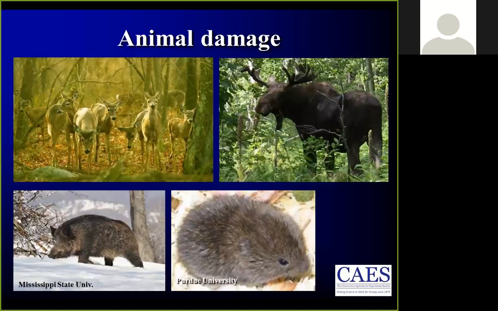And it's not just deer that can cause problems. You can have moose causing problems in some areas. Luckily, in most of the Northeast, we don't have to deal with hogs. And we've actually seen some areas where voles can cause some pretty significant damage to small seedlings.